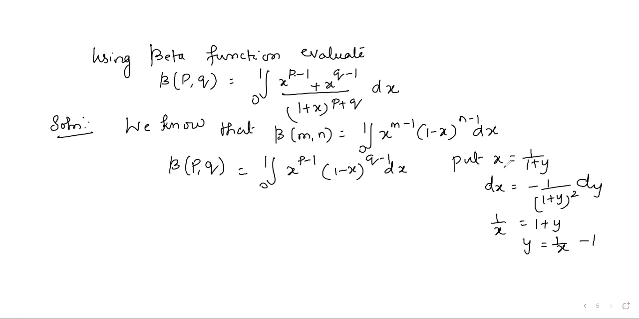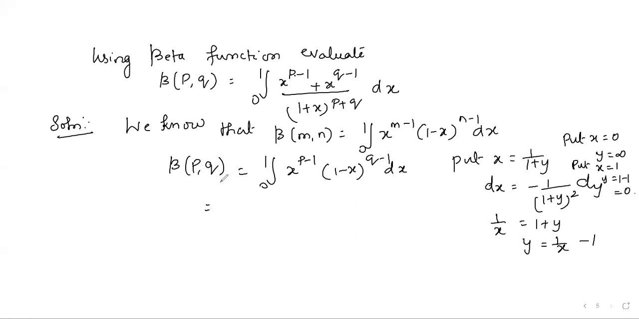Now I am going to change the variable from x to y, so I have to change the limits also. Put x is equal to 0. Certainly if I put x is equal to 0 here, 1 by 0 will become infinity and therefore y will become infinity. Then put x is equal to 1. Therefore y will be equal to 1 minus 1, which is equal to 0. So these are my limits.